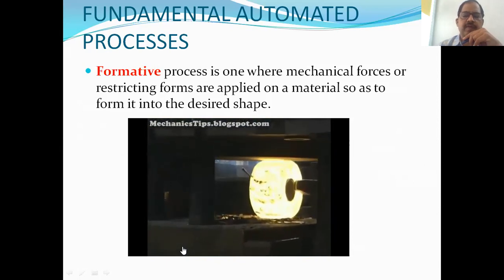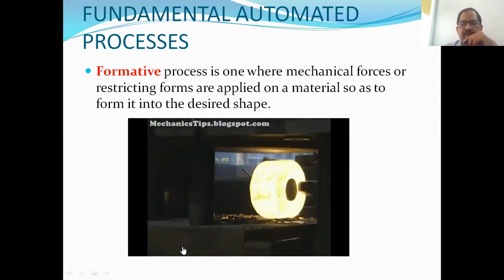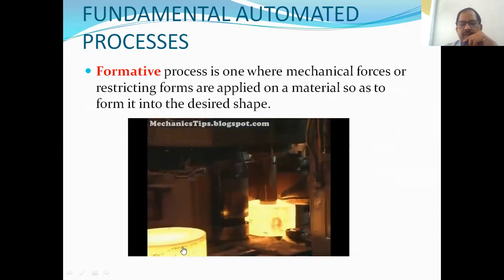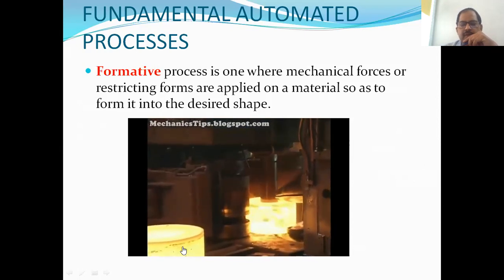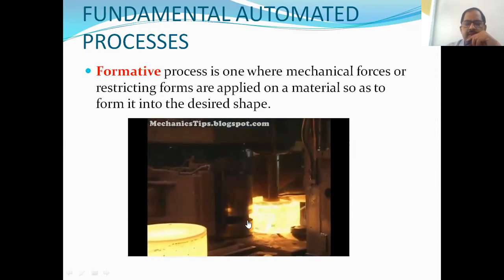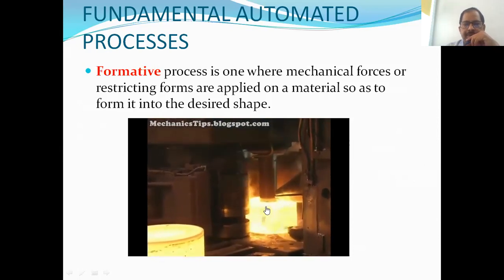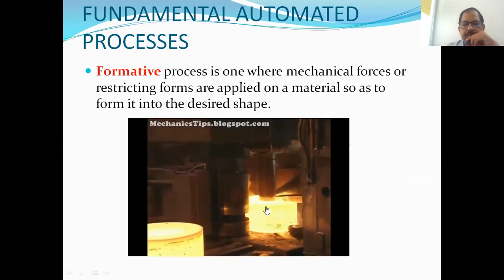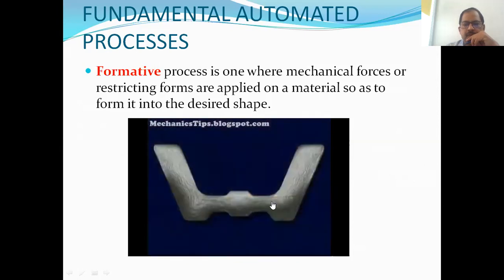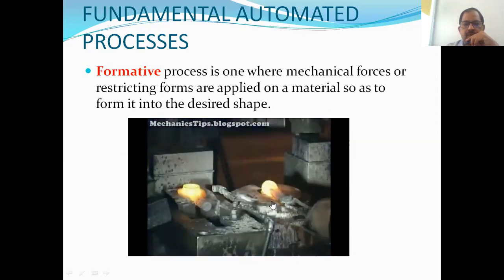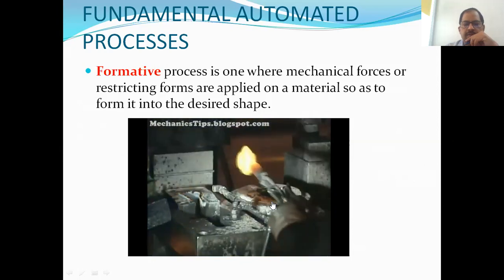Closed type means the workpiece will not be visible, only the form die and dies are there. In the die, it is going to be pressed. The first one is closed. This is the open type one. Let's see how they are cutting. These are the tools cutting, forming the tools. This is a forging. This is a closed type.